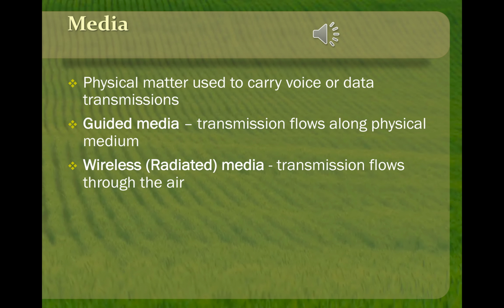Guided media involves transmission flowing along a physical medium, in other words, the actual cabling, whereas radiated media, or wireless, the transmission will flow through the air, and that's how the physical circuit is completed and made. So understand the difference between guided media and radiated media.